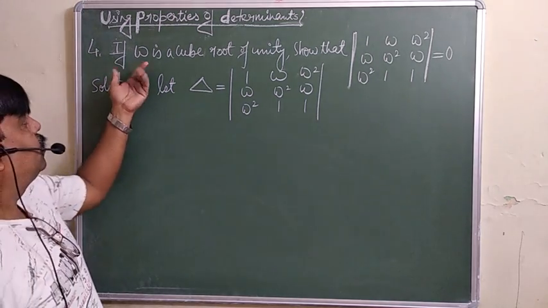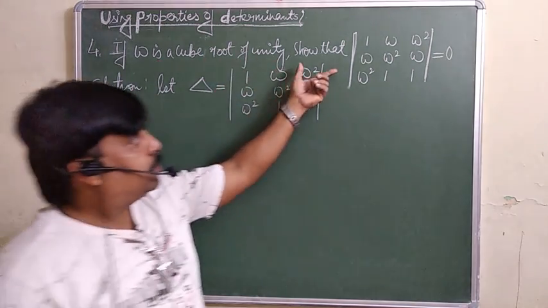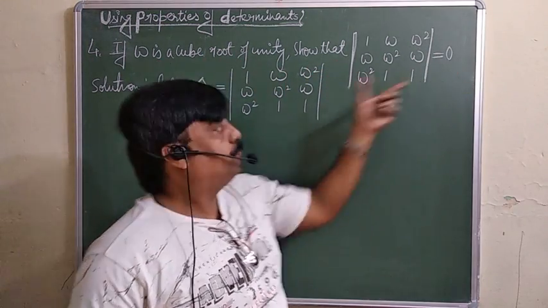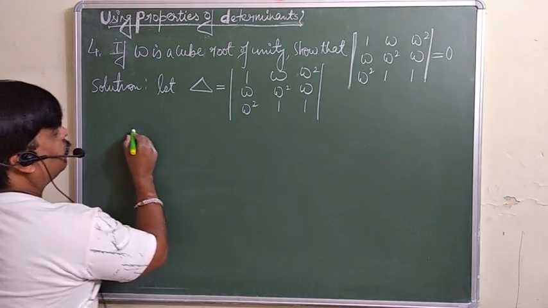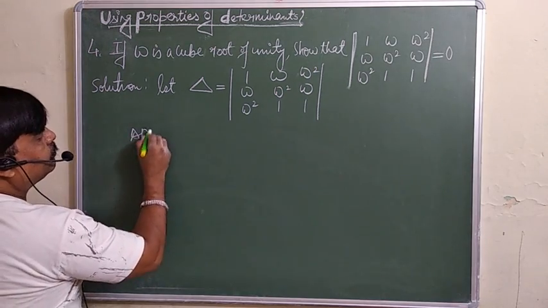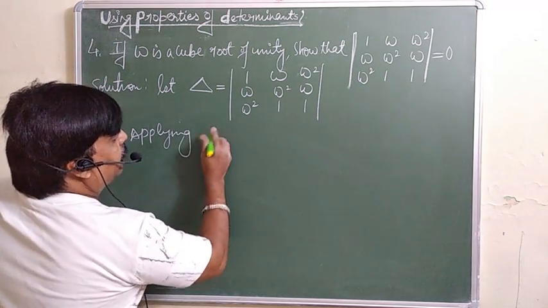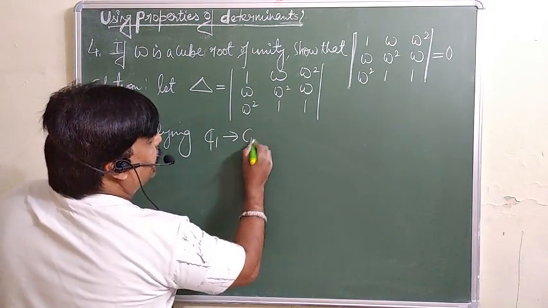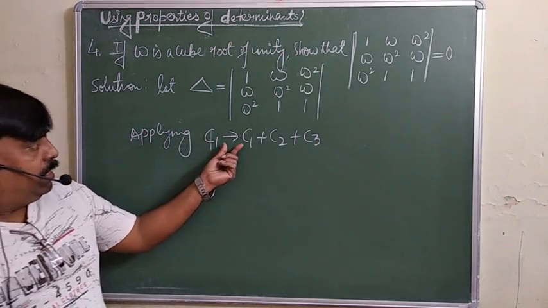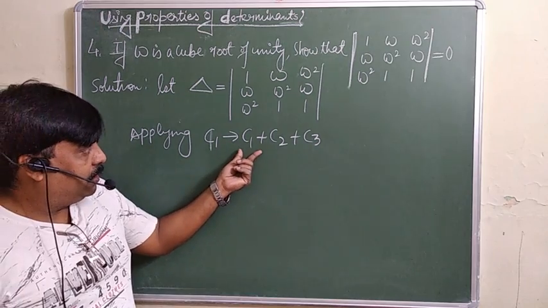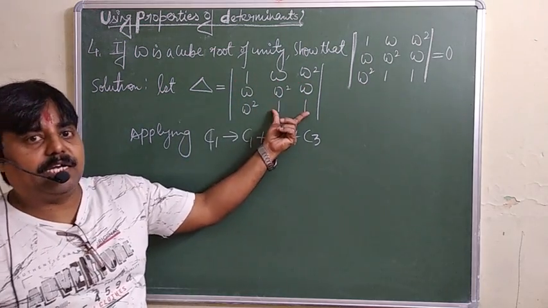Now the next question is, if omega is a cube root of unity, then we are supposed to show that this is equal to 0. So you can assume later this is equal to this one. See, one thing we can do is apply, in the first column, C1 becomes C1 plus C2 plus C3. In the first column we are going to add the second and third.